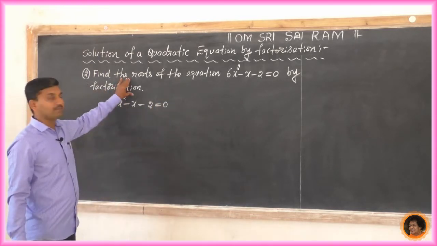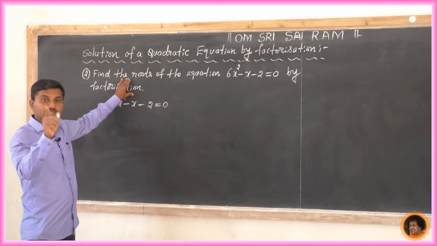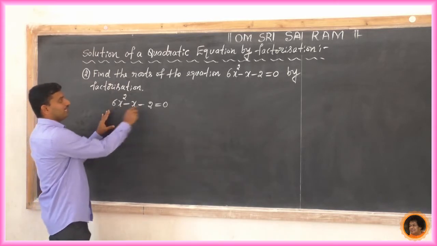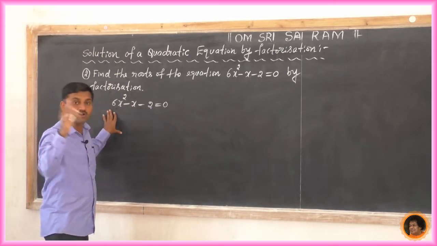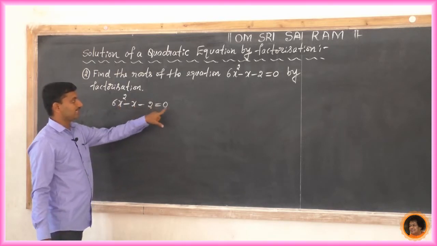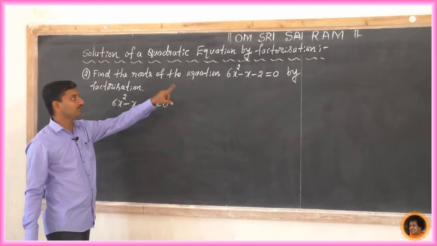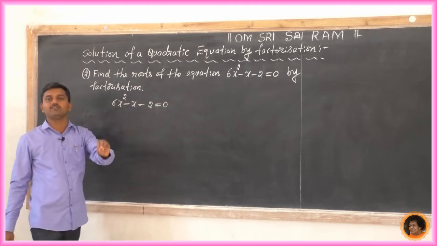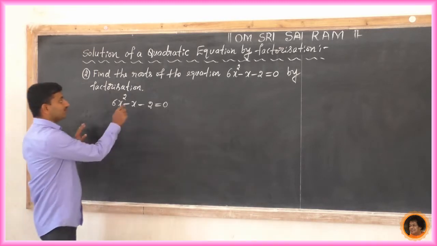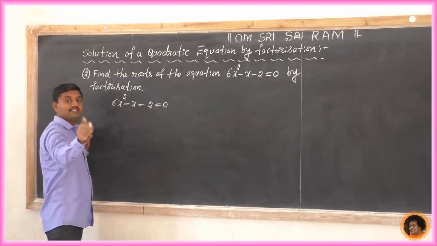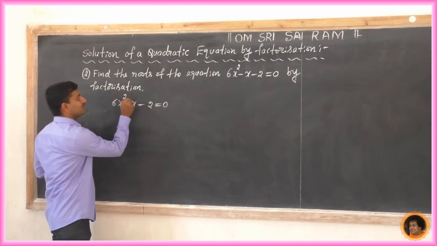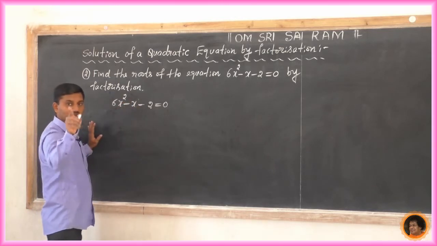So in the factorization method, what is the first step? Write the given equation in the form ax² + bx + c = 0. Check whether the given equation is already in standard form or not. Therefore, the given quadratic equation is already in the form ax² + bx + c = 0. And next, resolve the quadratic equation by middle term factorization. Here the middle term is −x, meaning −1x.